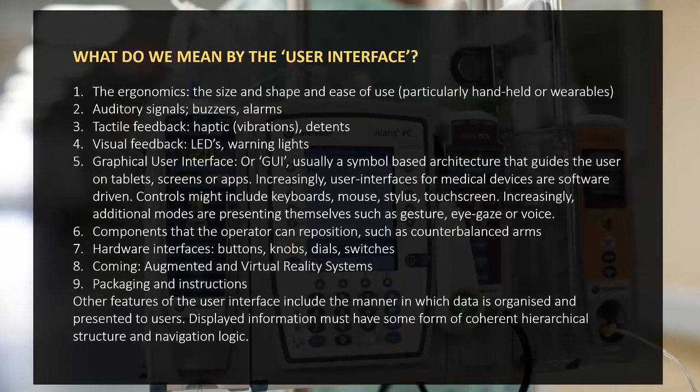So point 5 is what we're going to be talking about, which is the graphical user interface, or GUI. It's usually a symbol and icon-based architecture that guides the user through a series of steps. They're usually trying to find out something or enter some information or get some feedback. Controls which house the GUI might include keyboards, a mouse, a stylus or a touch screen. And of course, we've got the burgeoning new field of augmented reality and virtual reality. We're talking now about gestural, eye gaze, and voice commands as well. That is going to open up a whole new range of complexity that we'll have to deal with.